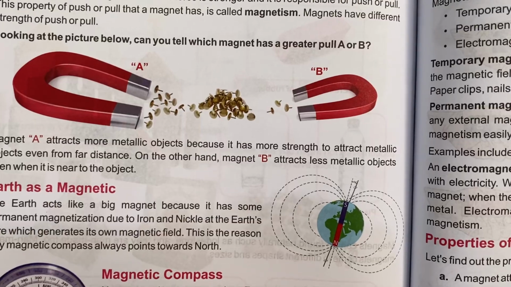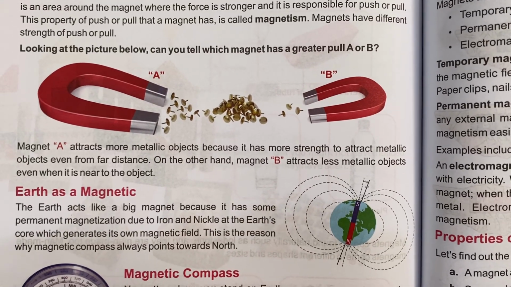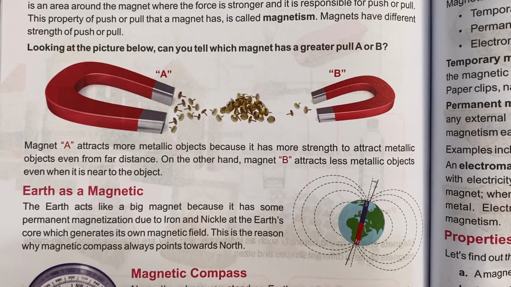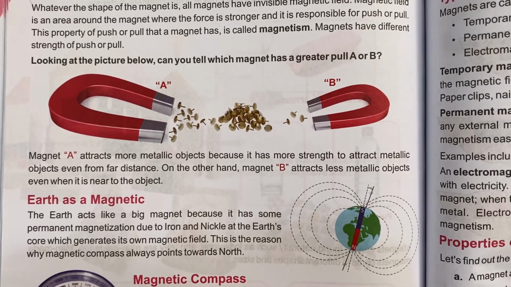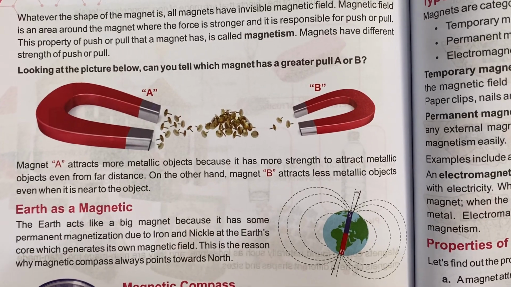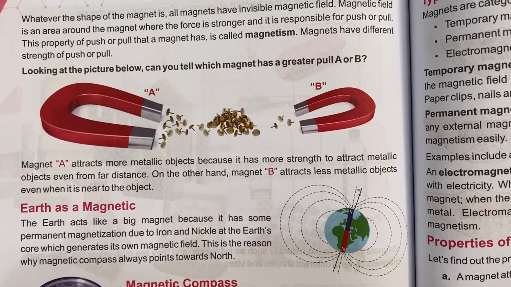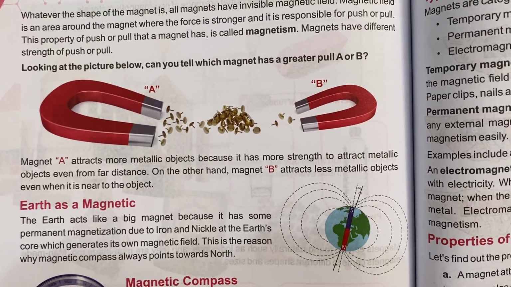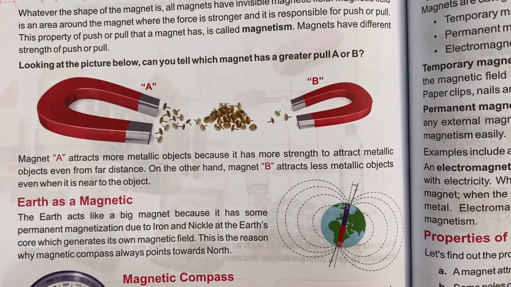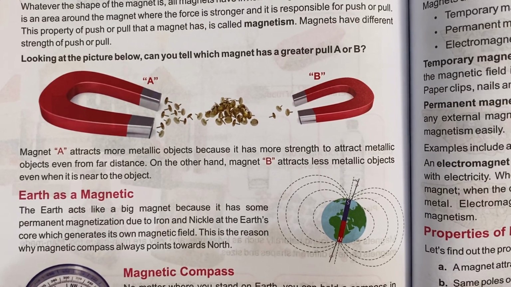Look at the picture below. You can tell which magnet has greater pull, A or B. It's A. Magnet A attracts more metallic objects because it has more strength to attract metallic objects even from far distance. On the other hand, magnet B attracts fewer metallic objects even when it is near to the object.